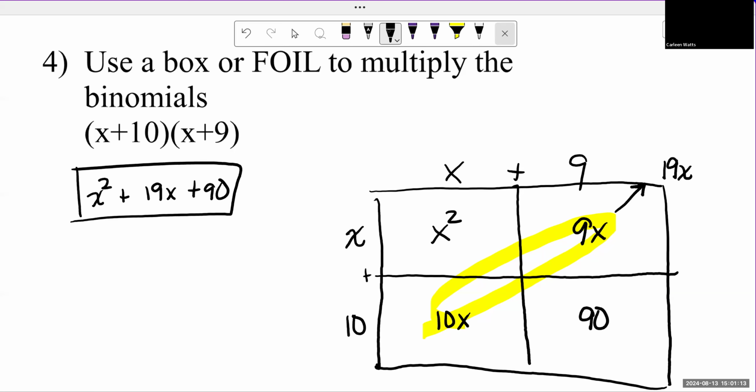There's my expression. Now, can I combine any more like terms? Are these alike? No, I have an x squared and I have an x. The x squared is like an x with 2 tails, and the x doesn't have 2 tails. It has 1 tail. So those are not alike. So this is the final answer.